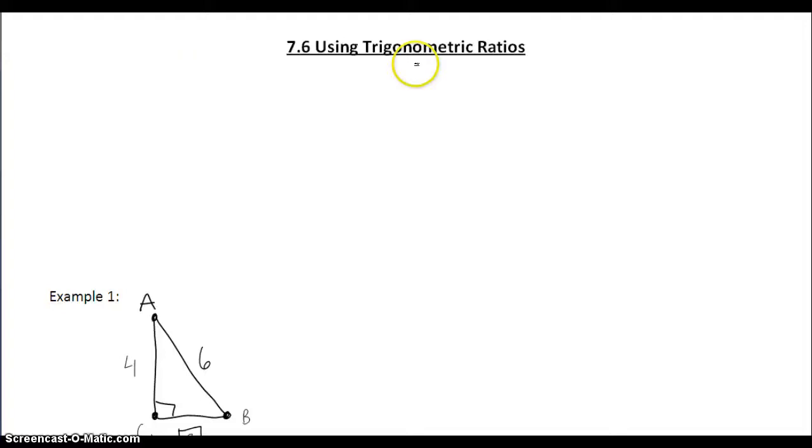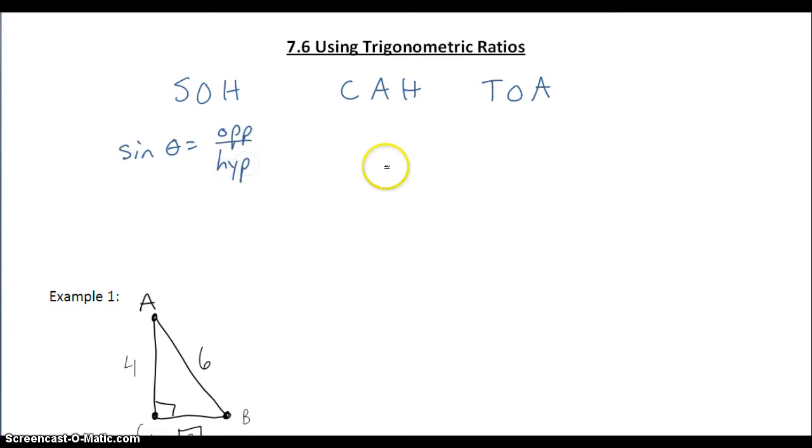The acronym to help you remember the trigonometric ratios is SOH CAH TOA. SOH is sine of theta equals opposite over hypotenuse. CAH is cosine of theta equals adjacent over hypotenuse. And TOA is tangent of theta equals opposite over adjacent. We're going to use these trig ratios to completely solve this triangle.